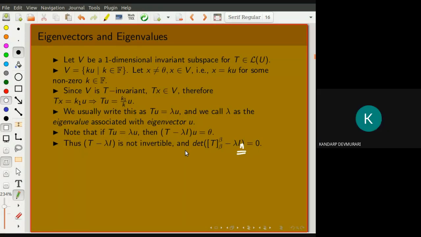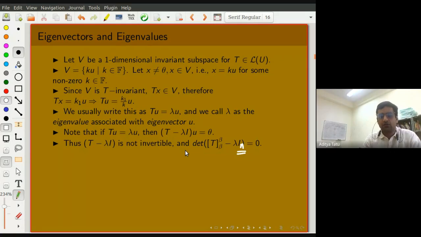From this equation, we'll get lambda. Exactly. So see, if I'm given a linear operator, first of all, I should choose a basis of my vector space. Then I should obtain the matrix representation of my linear operator. Then I should find basically lambda such that the determinant of T_ββ minus lambda I_n is 0.